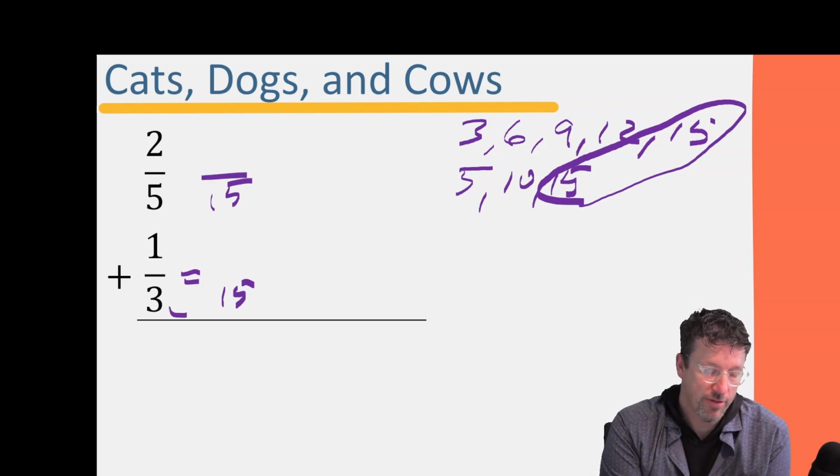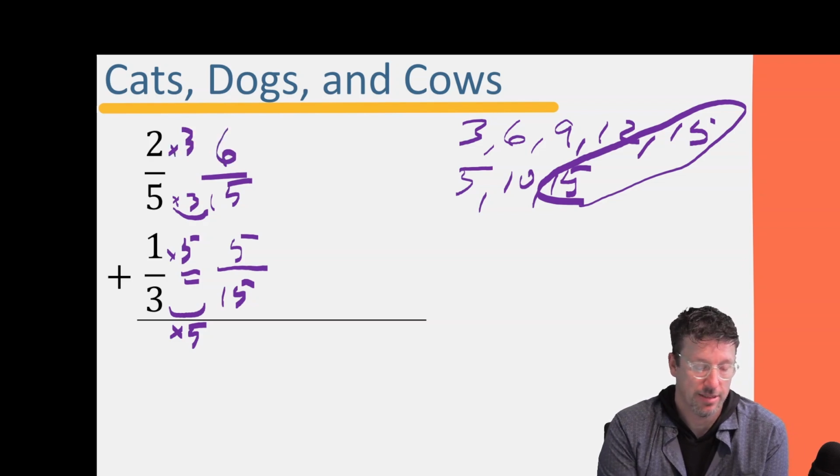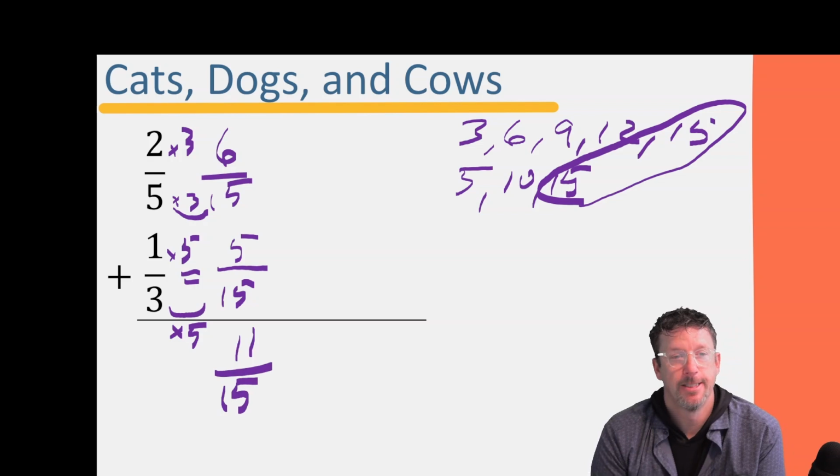What did I do to get from the 3 to the 15? I multiplied by 5. So the top I have to multiply by 5. That gives me 5. What did I do to get from the 5 to 15? I multiplied by 3. That means I have to multiply the top by 3. 2 times 3, 6. Now I can add them up. 6 plus 5 is 11, and we're talking about cows or 15ths. Keep the denominator the same.